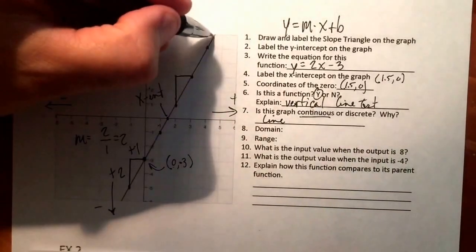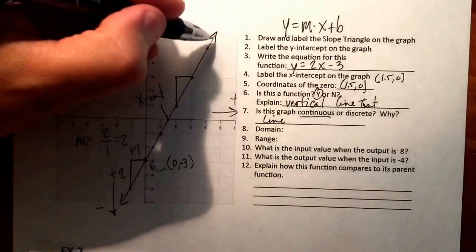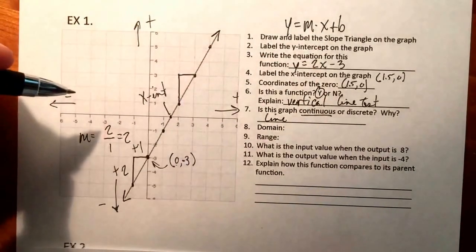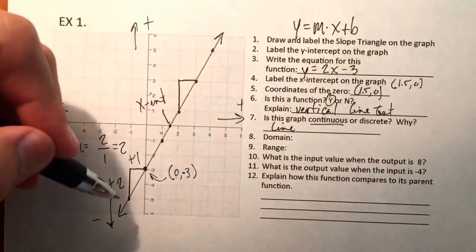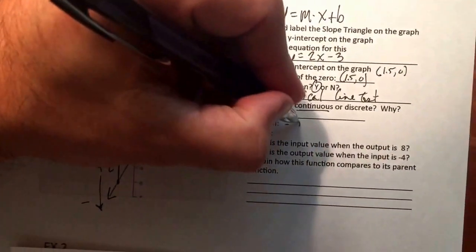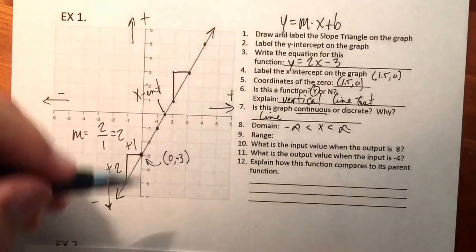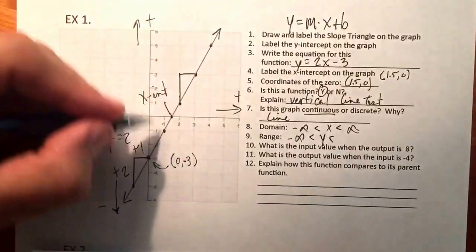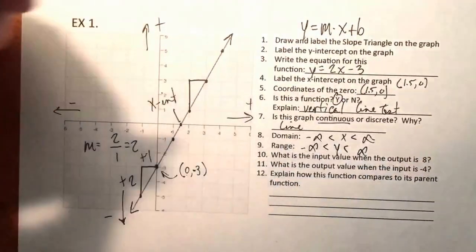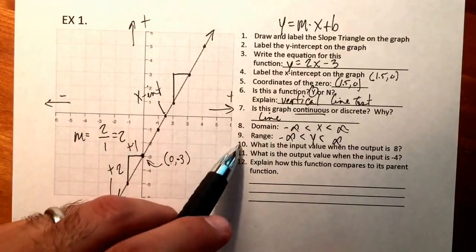Now, these graphs go off to the edge just like your calculator does. If the graph runs off of the edge of the page, that means the graph has arrows on it. It does not stop. So my domain is negative infinity less than x less than positive infinity. And if it continues to go negative, that's negative infinity less than y, less than, and it continues to go up forever, positive infinity.